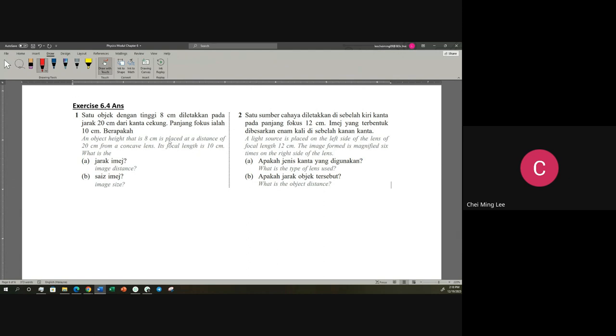An object of height 8 cm is placed at a distance of 20 cm from a concave lens. Its focal length is 10 cm. Find the image distance and image size. For the first question, the object height is 8 cm, u is 20 cm, and f is 10 cm.